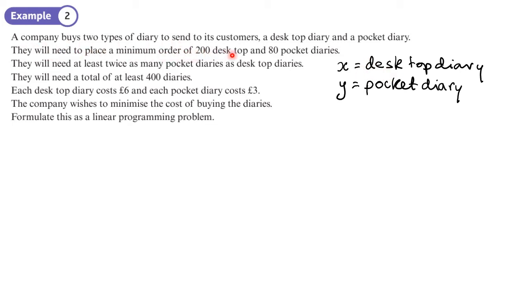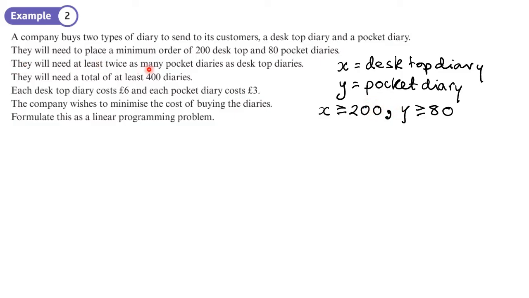They will need to place a minimum order of 200 desktop diaries. So the number of desktop diaries has to be 200 or more. And the number of pocket diaries, y, needs to be at least 80 or more. Okay, so that's now the second line of the sentence done, turned into a constraint here.